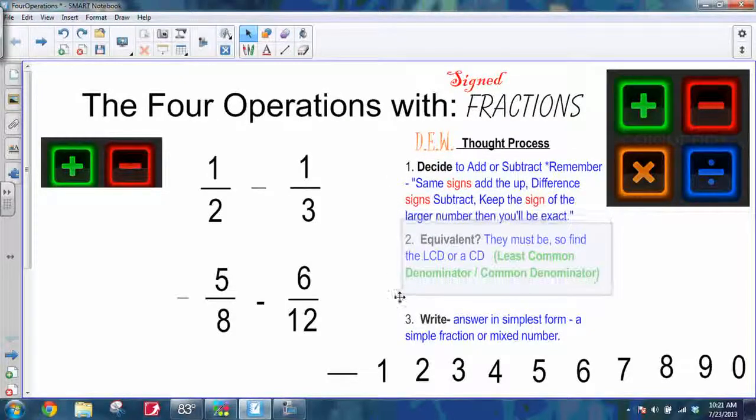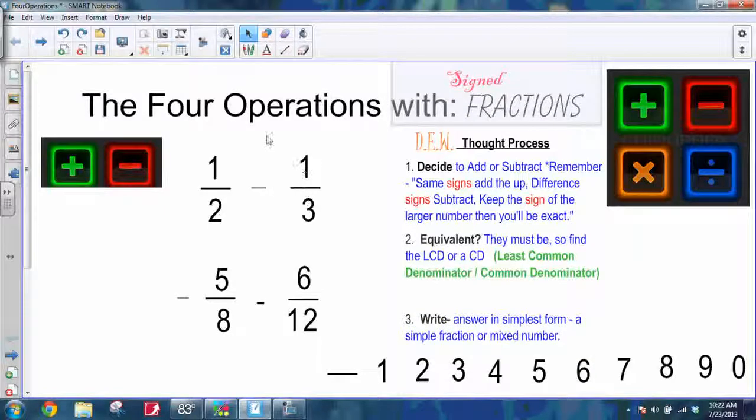The second step, equivalent. They must be, so find the LCD or CD, which is the least common denominator or the common denominator. If you need help finding the least common denominator or least common multiple, please review our video over that. And step number 3, write the answer in simplest form, a simple fraction or mixed number.